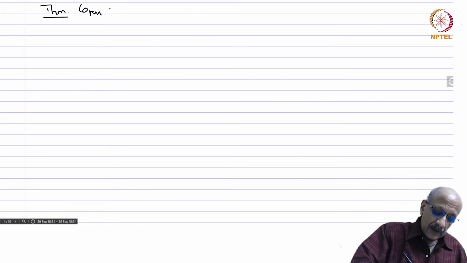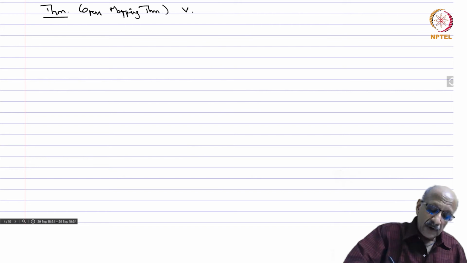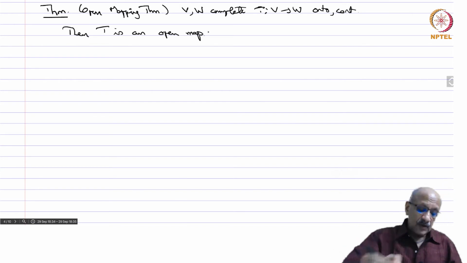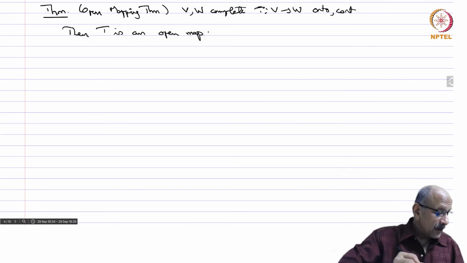Open mapping theorem. Let V, W be complete, T from V to W onto and continuous. Then T is an open map. That means it maps open sets into open sets. Okay, so proof.